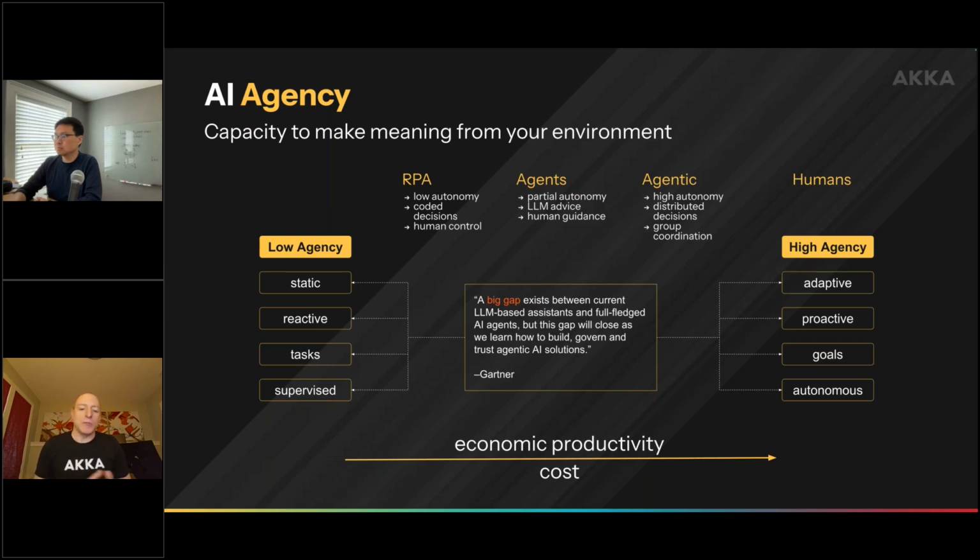And what we've seen with this is that as we've been moving from the left to the right, there is a much higher overall productivity impact that you can get to your users or the systems themselves, but generally it also costs more to design those systems and then to execute them as well. So there's a productivity cost trade-off that we've been looking at.